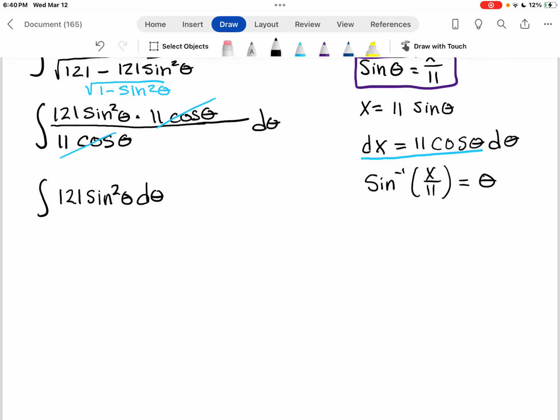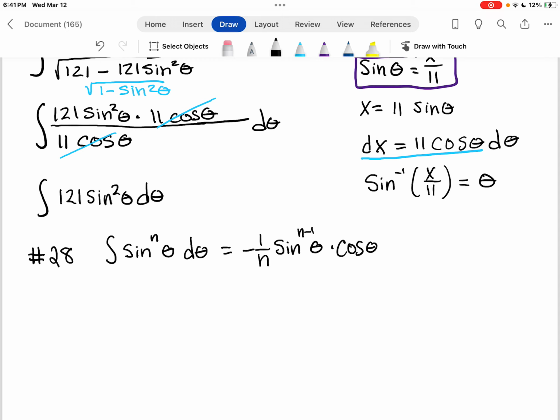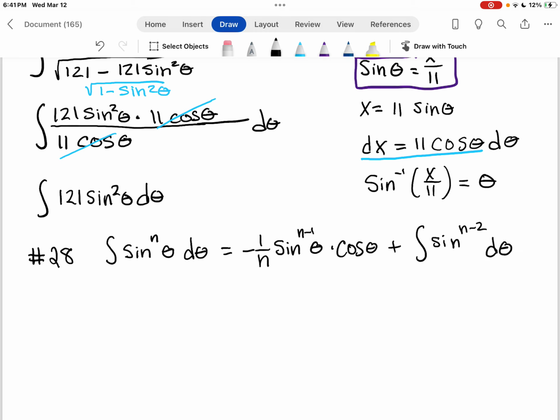Now, using the integral tables from your OpenStax appendix, if you look at integral table number 28, I believe, we're given that if I have sine to some power n theta d theta, when we find the antiderivative of that, we would get minus 1 over n sine to the power of n minus 1 times cosine of theta, and then plus a completely different integral, sine to the n minus 2 d theta.